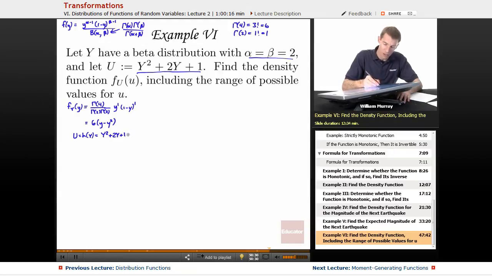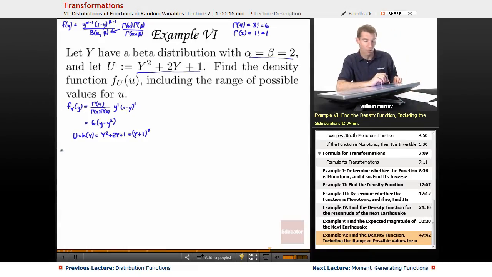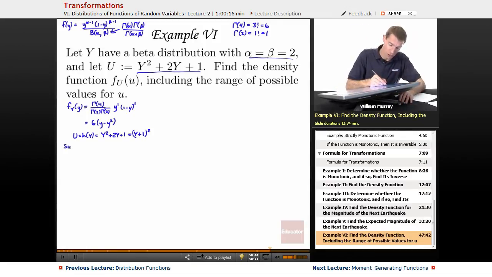You know what? An easy way to think about that would be as y plus 1 squared. I bet that's going to make it easier to deal with. Now, I want to solve for y in terms of u. That's how I get the inverse function. So I'm going to solve for y. So the square root of u is equal to y plus 1. And so y is equal to the square root of u minus 1. So that right there is my h inverse of u.